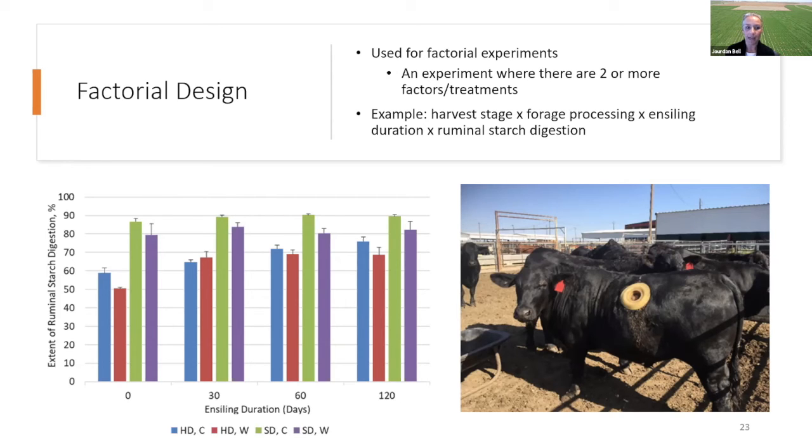And then we had ensiling duration, where we actually took the forage. We had 0 days fresh forage. We had 30 days of ensiling. We had 60 days of ensiling, and we had 120 days. And what we were actually looking at was the effect on ruminal starch digestion. So we worked with the animal scientists on this and put them in cannulated steers. And so we were able to have this factorial where we had those 4 different factors and actually evaluate the impact of that. So factorial design can be very handy if you are looking at multiple factors.